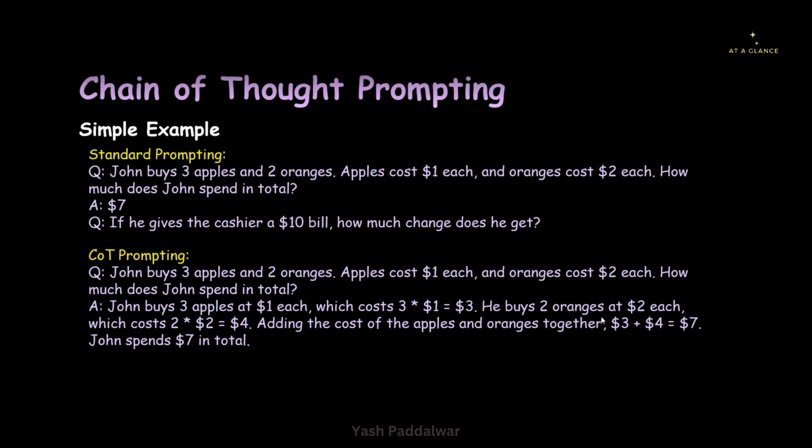He buys 2 oranges at $2 each, which cost 2 multiplied by $2, which is nothing but $4. So for oranges, he has spent $4. Adding the cost of the apples and oranges together will give $3 plus $4, which is nothing but $7. So John in all spends $7.